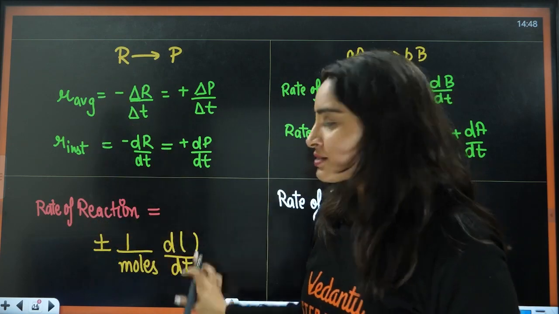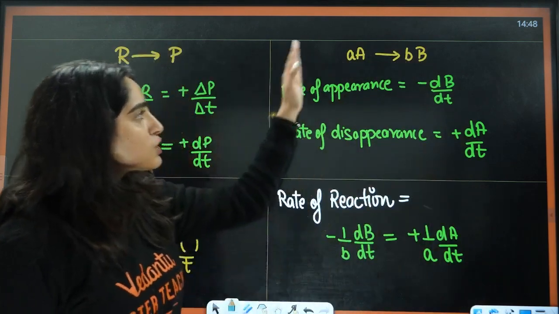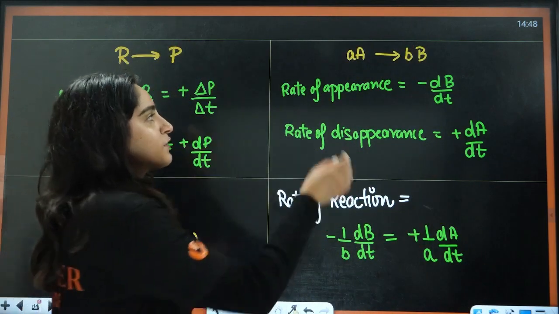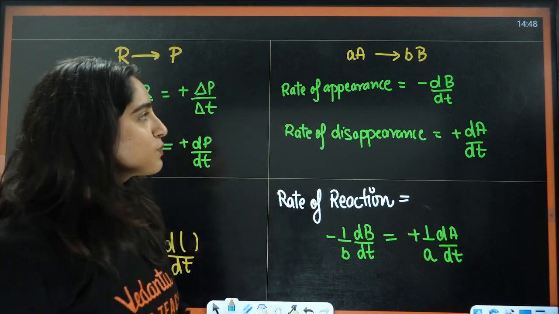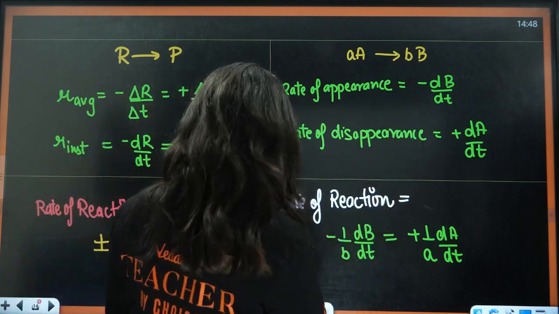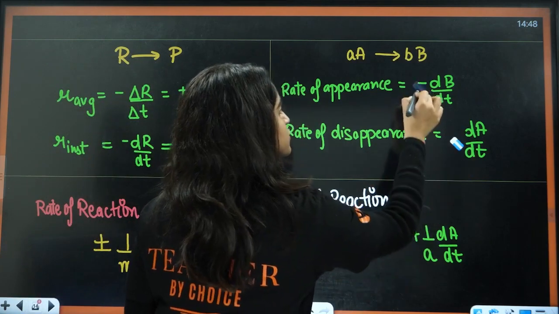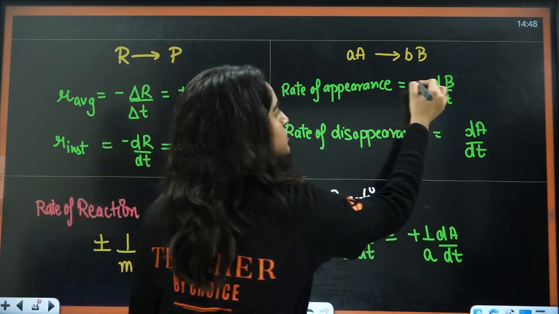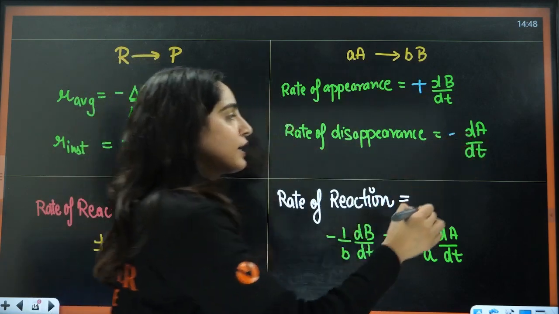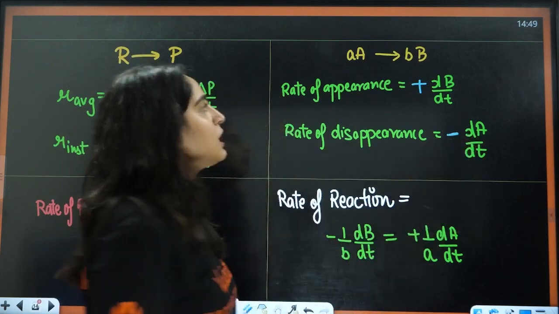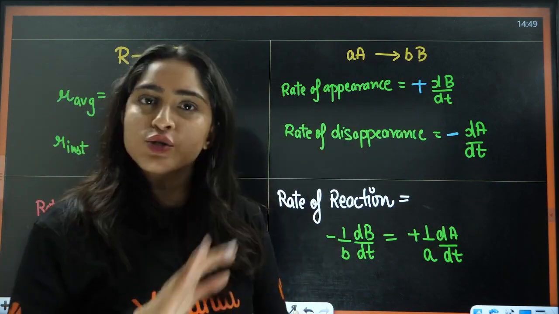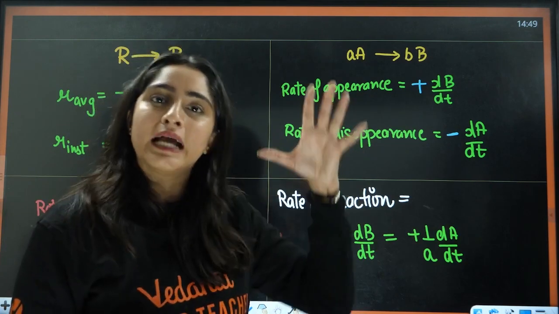What is the rate of reaction? Let me teach you this also. If you have this particular reaction, they will ask you 2-3 things. Firstly, they will ask you the rate of appearance. Rate of appearance means it is getting formed, so this should be positive here. Because it is getting formed, no? So appearance means positive, disappearance means it should be negative. So here it will be negative, right? For calculating the rate of appearance or disappearance, you need not divide by any moles.